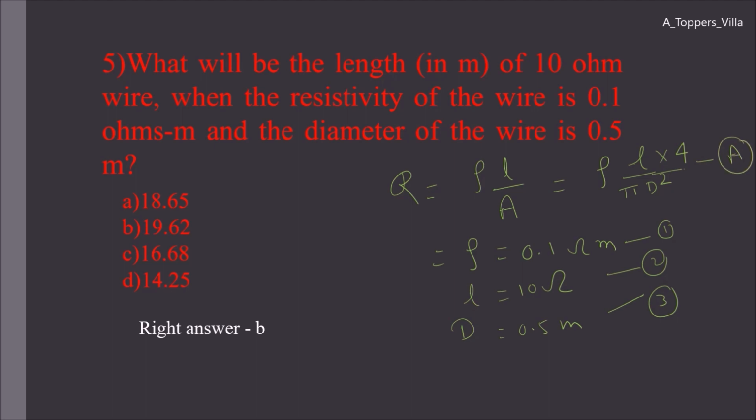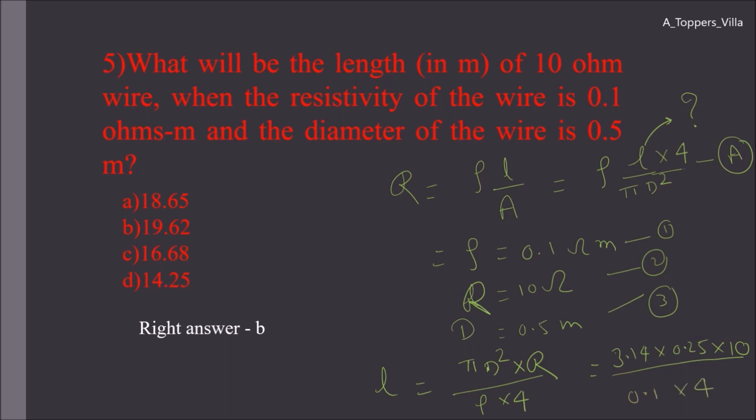Sorry, this is not L, this is R. R means resistance. Then we have to find the value of L. L can be written as pi d square into R upon rho into 4. Pi we all know is 3.14, d square 0.25 into R. R is equal to 10 ohm as per the question and rho equal to 0.1 into 4. Then after calculation we will get 19.62 meter. The right answer is option B, 19.62.